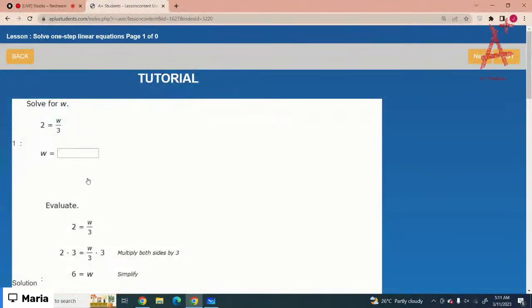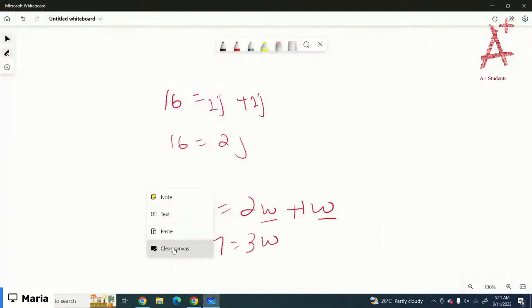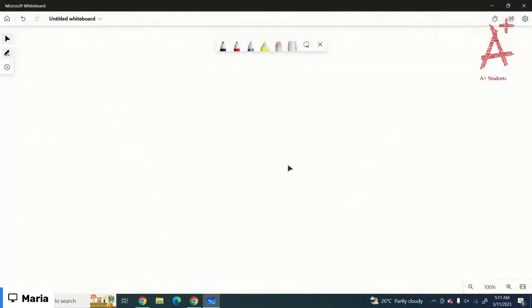So you have one step linear equations. So let's just solve them. Example number one is 2 equals w divided by 3. So you have to find the variable value of the w. Got it? So you need to remove that 3 that is dividing the w.